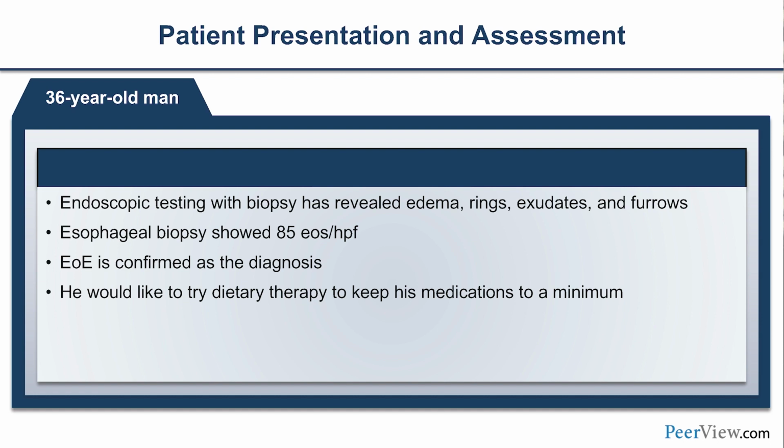Endoscopic testing for this patient with biopsy has revealed edema, rings, exudate, and furrows endoscopically, and the biopsies show 85 EOs per high power field, and in the absence in this patient of any other competing causes of esophageal eosinophilia, confirms EoE as the diagnosis. Steve has expressed a desire for his treatments to minimize the need for medications, and so he wanted to do diet elimination therapy as his first-line therapy.